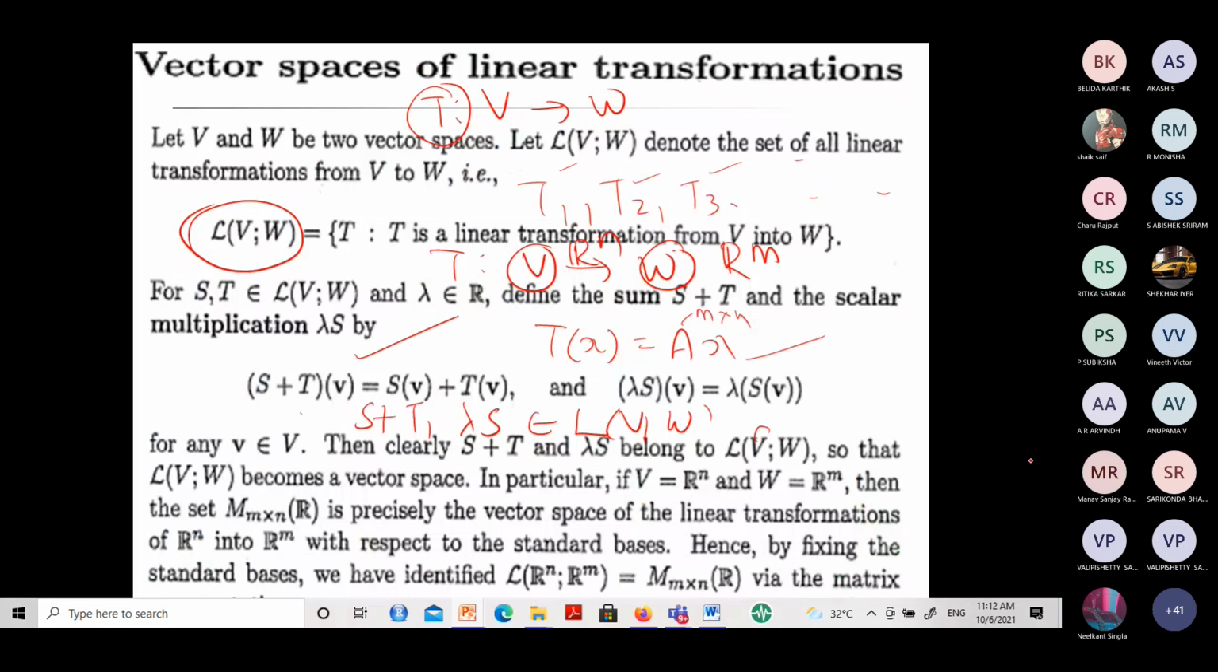Particularly if I choose this, what can I say? What is the linear transformation here? Actually, the matrix defines the linear transformation, right? So the collection of all m by n matrices will be my vector space of linear transformations. Inside that, you have the collection of all such matrices, all m by n matrices. Infinitely many will be there, and all will be inside.